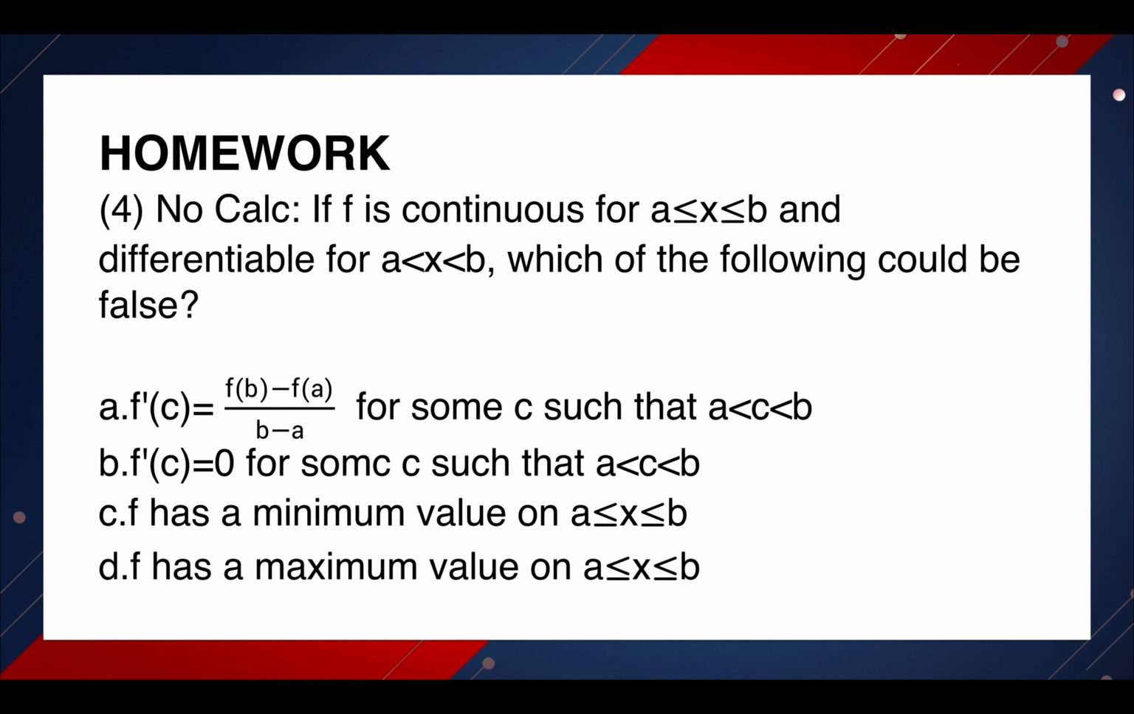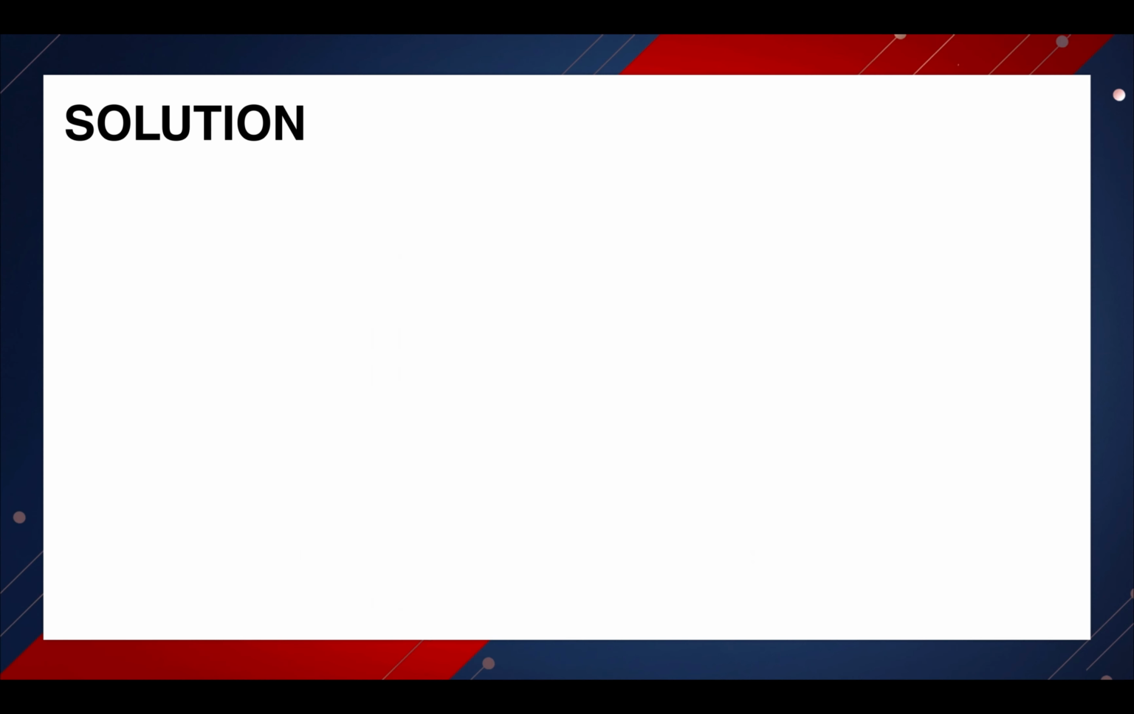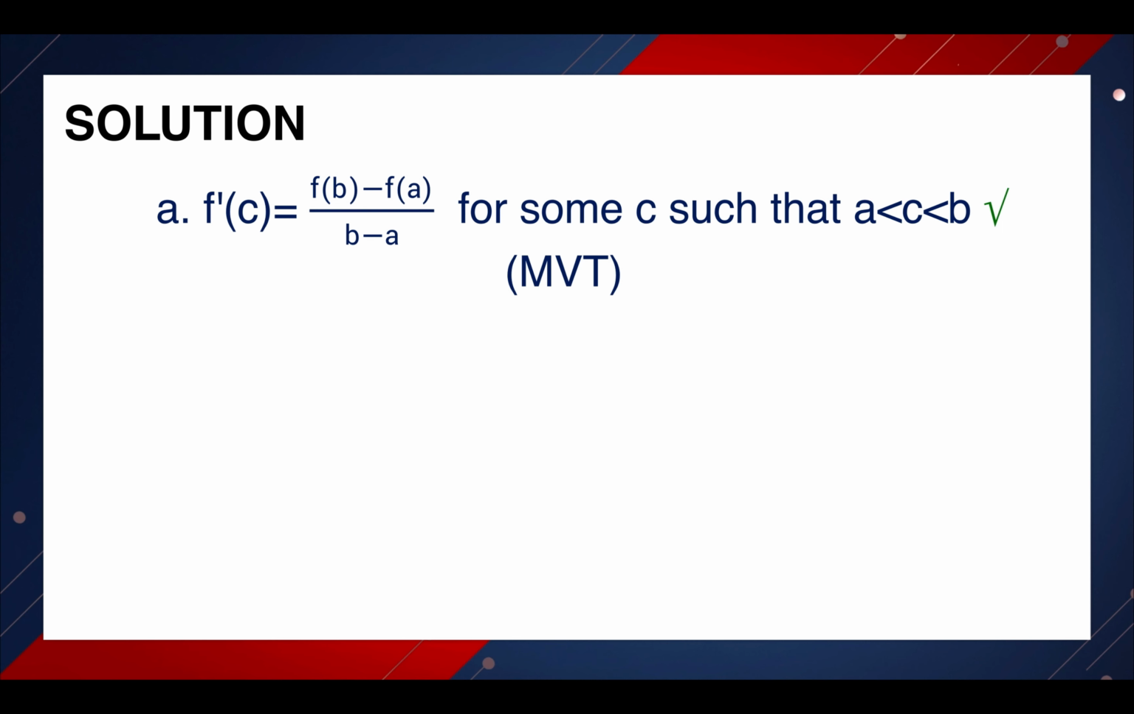And then moving on to the fourth question. If f is continuous on the interval a ≤ x ≤ b, and differentiable on the interval a < x < b, which of the following could be false? For choice A, the derivative f'(c) is equal to (f(b) − f(a)) over (b − a) for some c such that a < c < b. This statement must be true because that's just what the mean value theorem states.